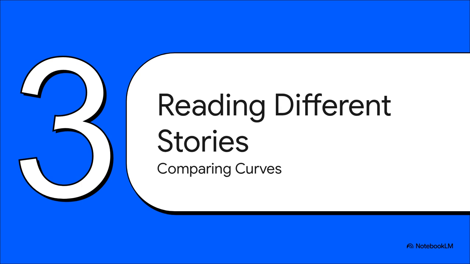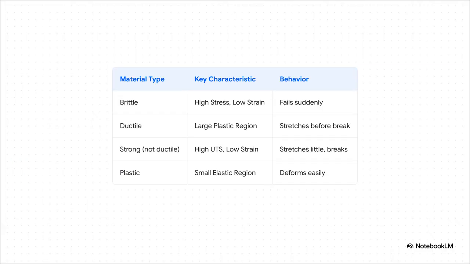So, now that we know how to read one of these curves, we can start comparing the stories of different materials. And this is where we finally get the answer to that question from the beginning. This table breaks down those different stories perfectly. So you've got your brittle materials, like a ceramic. They can handle a ton of stress, but they have almost zero plastic deformation. They just break suddenly. Then you've got ductile materials, like copper, which have this huge plastic region. That means they stretch and stretch and stretch before they finally fail. And then there are things like polymers, which start deforming really easily, almost from the get-go.